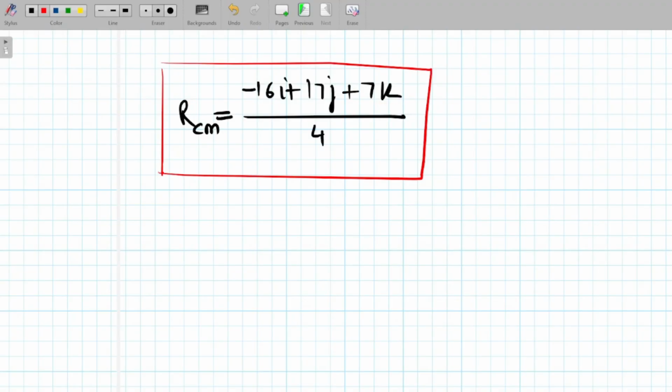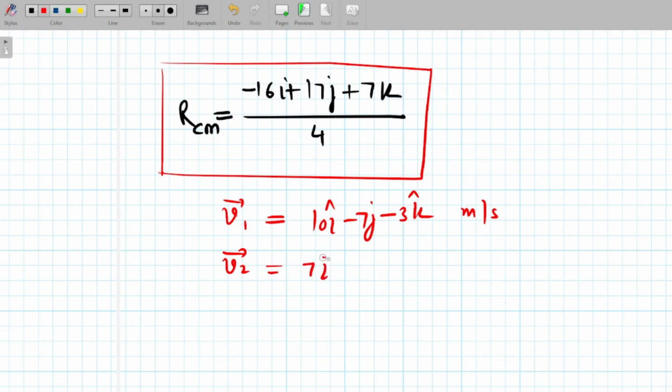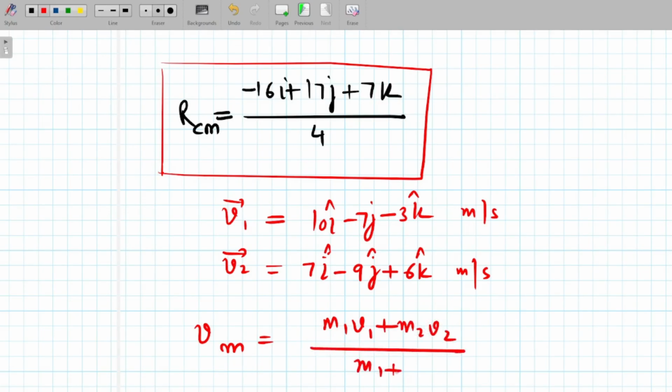Very good. Now we have to find VCM because we have talked about velocity. So for VCM what will you do? You will write V1 and V2. Write down your V1 and V2 vectors. V1 vector is 10i minus 7j minus 3k meter per second and V2 vector is 7i minus 9j plus 6k meter per second. Understood? So what was my VCM formula, remember? It is simple, not very difficult. m1 v1 plus m2 v2 upon m1 plus m2. Can you quickly write down your values and tell me what is the final answer?